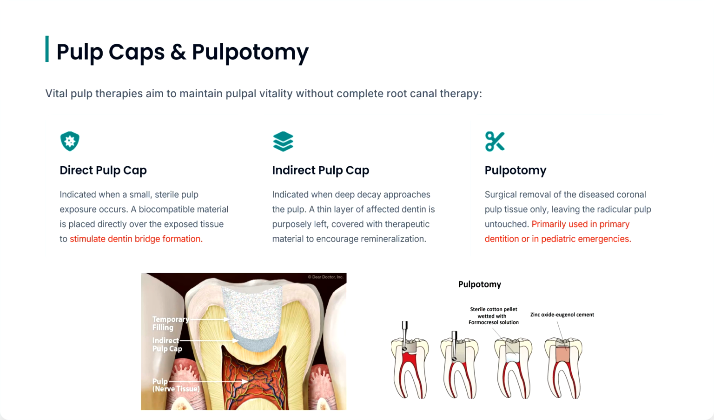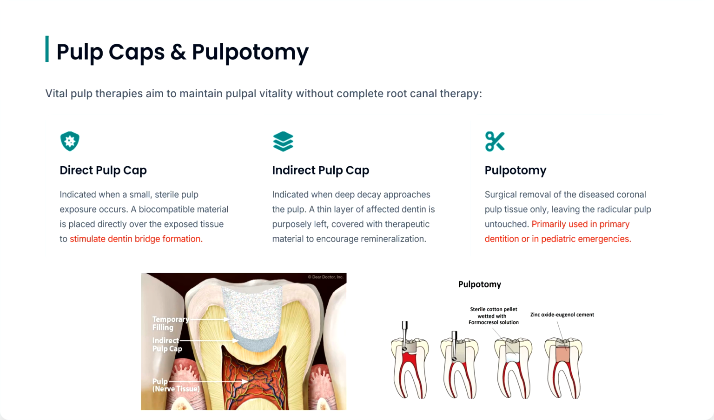You guys remember zinc oxide eugenol cement? Zinc oxide eugenol, ZOE cement? Yeah, I remember that. So you would use that cement to fill up a pulpotomy. So if your doctor says, hey, we're doing a pulpotomy today on this primary tooth, what cement are you getting out? ZOE, yeah, good.